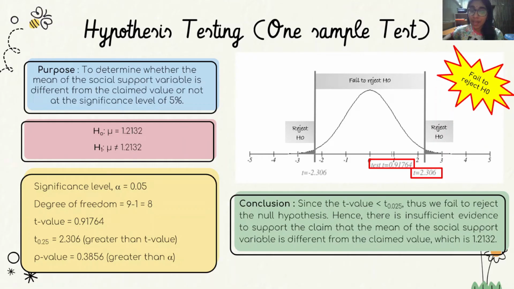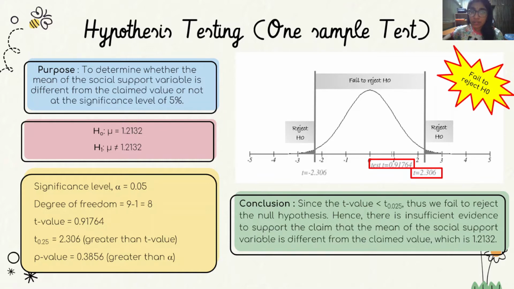Firstly, we have conducted hypothesis testing, which is a one sample test. Hypothesis testing can be done in two ways, which are z-test or t-test. Here we have used t-test as our sample size is less than 30.